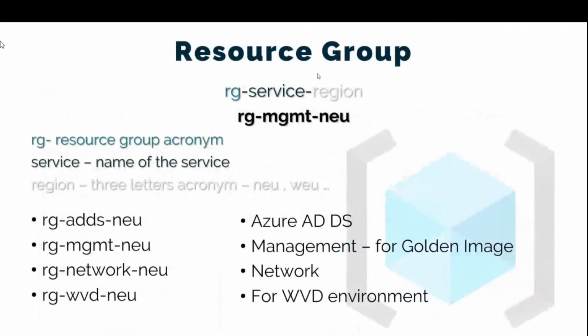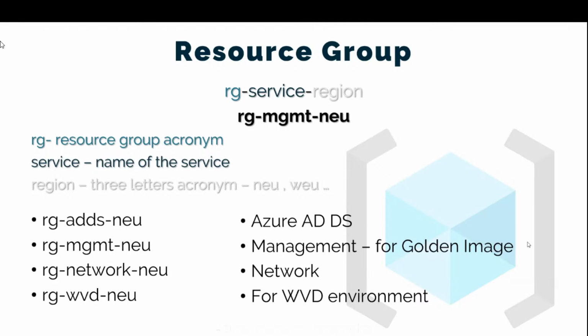So here you will see some of the things that you might see on the screen when I go through the demo. I will have 4 resource groups, which is RG-ADDS-NEU, and the same for the management, network and WVD. Here is the very small naming convention that I'm using at this moment. RG is the acronym for resource group, then there is a service name, and then a 3-letter acronym for the region. NEU means North Europe in my case.